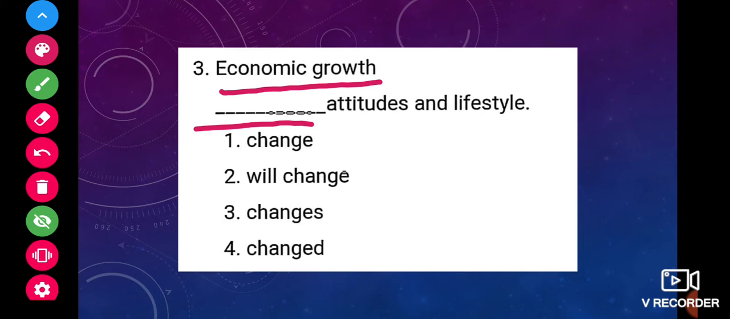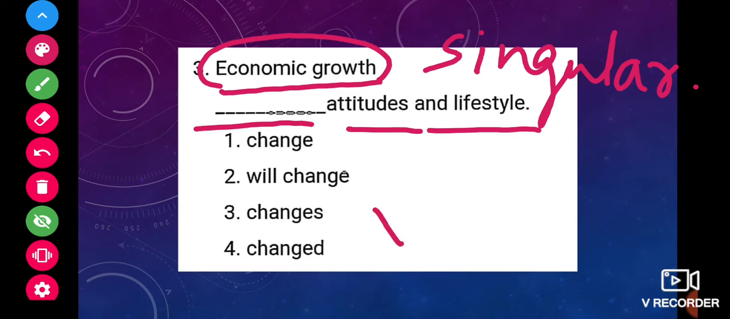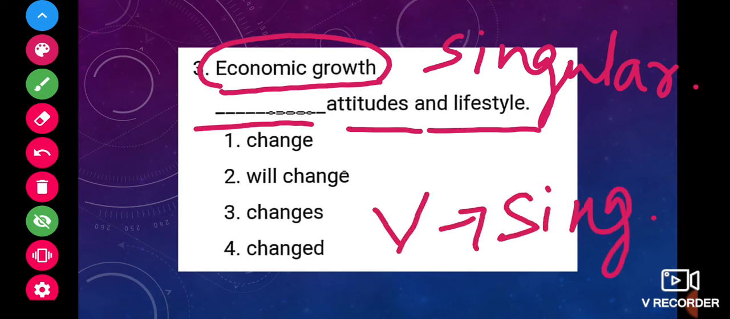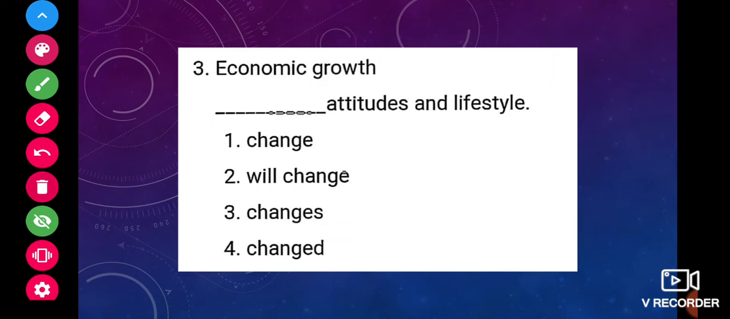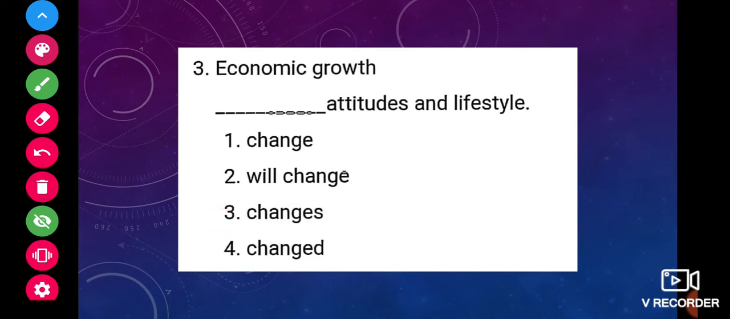Economic growth dash attitudes and lifestyle. Here again economic growth is the subject which is singular. So if the subject is singular, the verb again has to be singular. So as we know from all the options, changes is the verb which is singular because it has S at the end. So here the correct answer is changes. Let us move on to the next question.